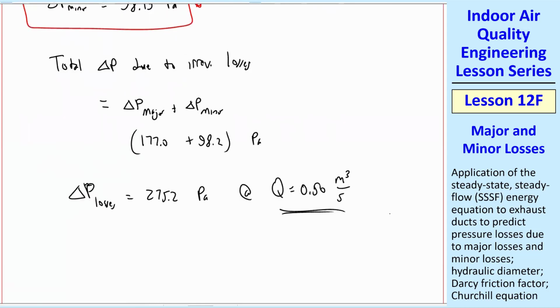This is at one particular flow rate. We're going to recalculate this at various flow rates so we can see what the fan has to do to run this, and we're going to equate a fan performance with this system requirement. So we match available to required.